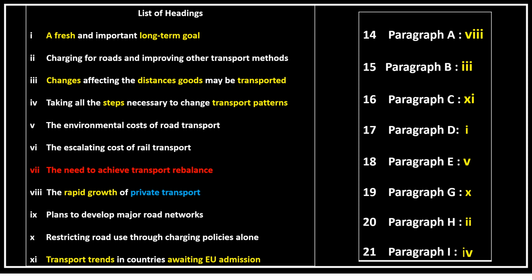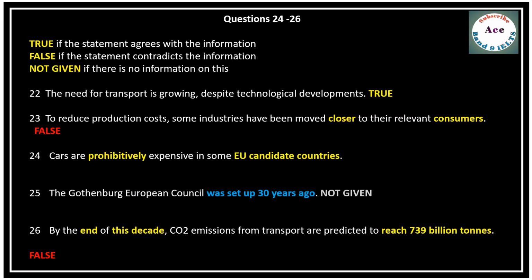Finally, one question is left, that is question number 24. It says, cars are prohibitively expensive in some EU candidate countries. We have come across the EU candidate countries in the beginning of the passage, but we have no information about the cost of cars in these countries. Hence, for question number 24, the answer is not given.